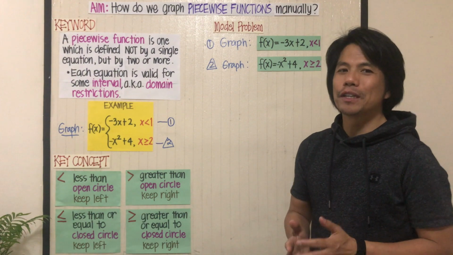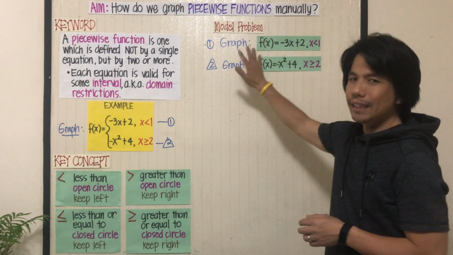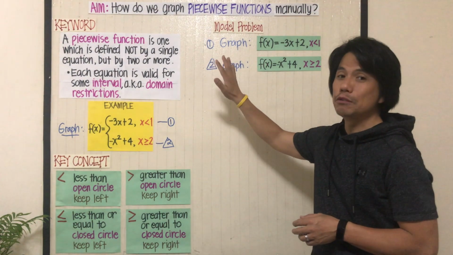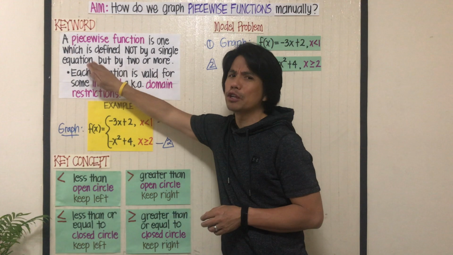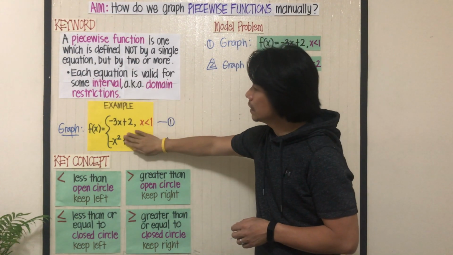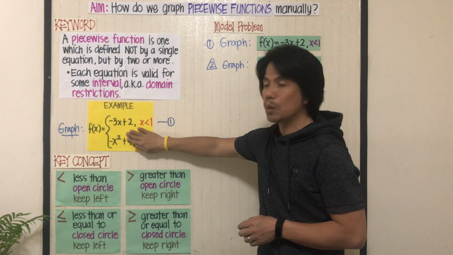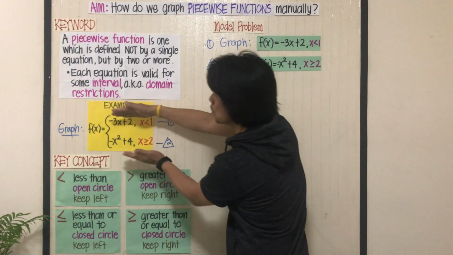Hello, today we're going to learn how to graph a piecewise function manually. I like this function because it is very unique: it's not defined by a single equation like we're used to, but by two or more. Here's an example of a piecewise function, which in this case is composed of two functions.